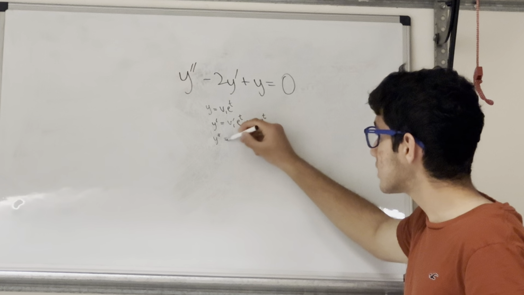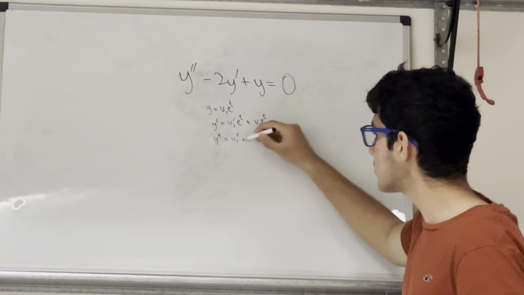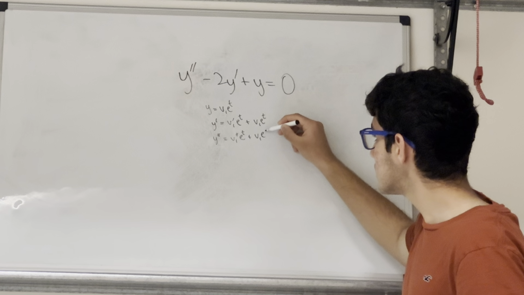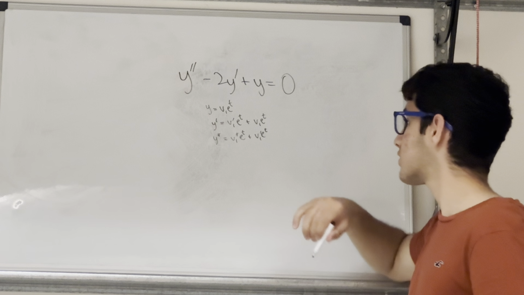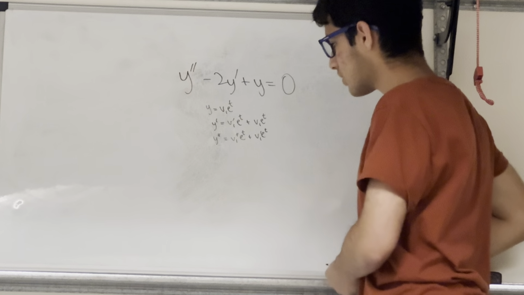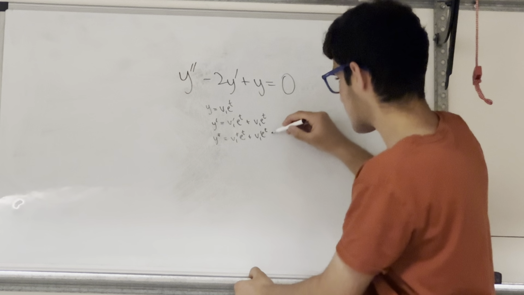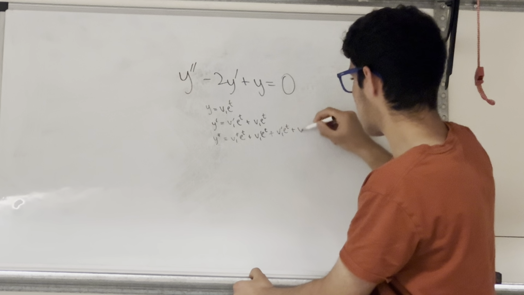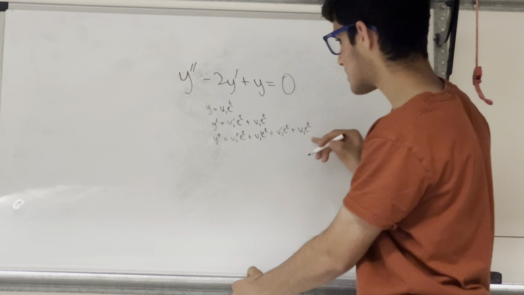Y double prime will then be v1 double prime e to the t plus v1 prime e to the t. That's from taking the derivative of that. When we take the derivative of this, we get the same thing as this yet again. So that's going to give us another v1 prime e to the t, and then one final v1 e to the t. Okay, so that's about it.